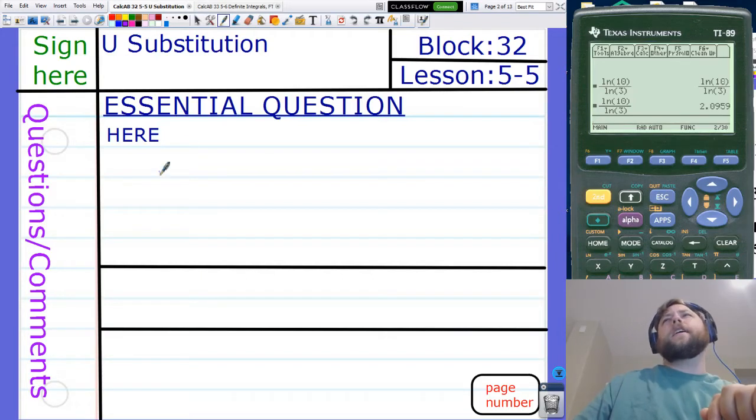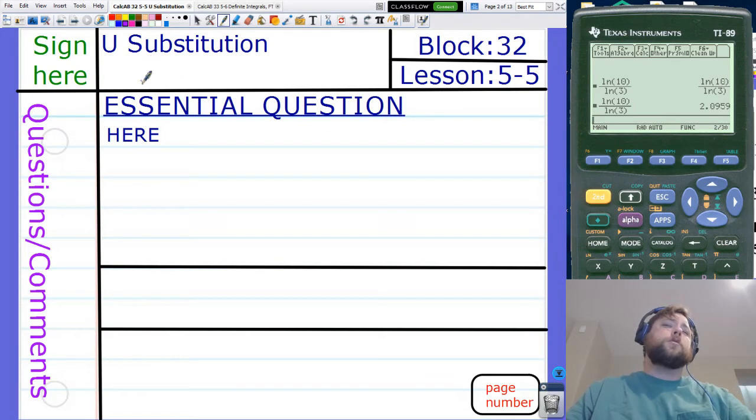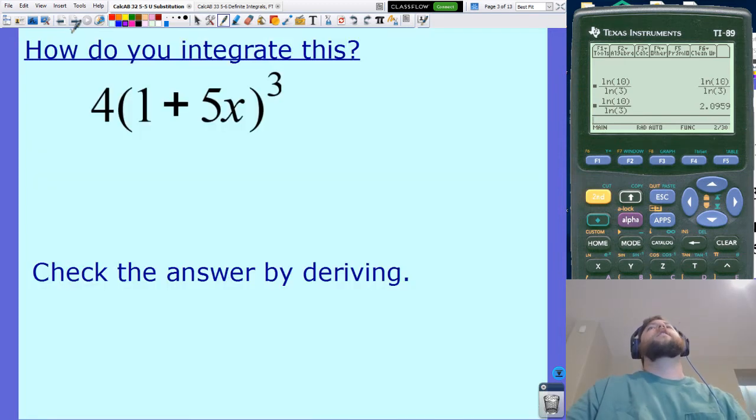Welcome, Calculus AB. This is lesson 5.5, U Substitution. Let's begin. So, how would you integrate this thing right here? Like if I did an integral like this.